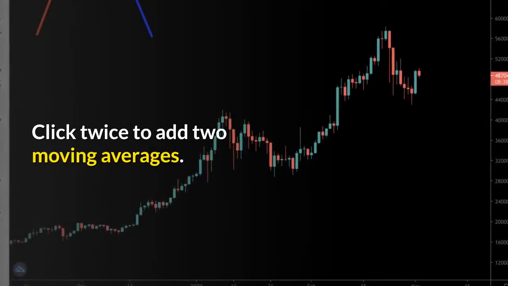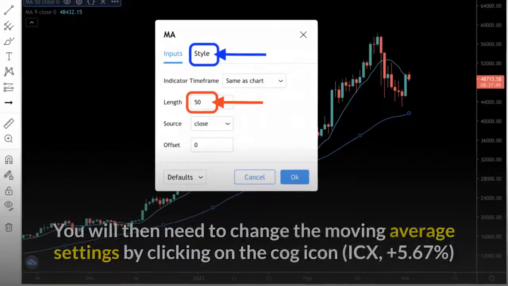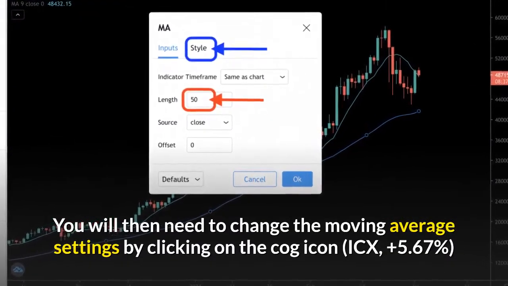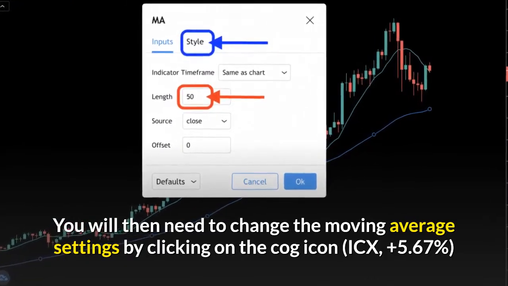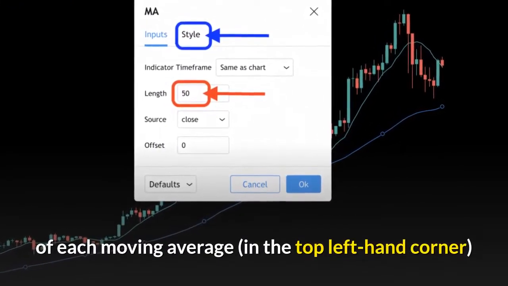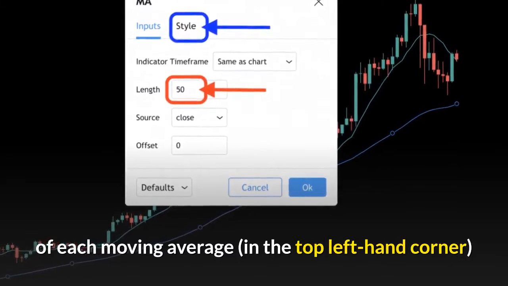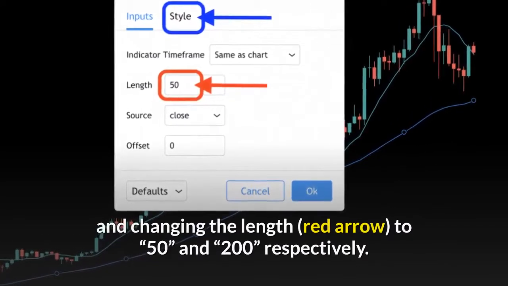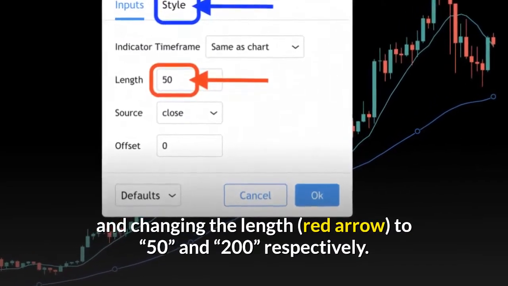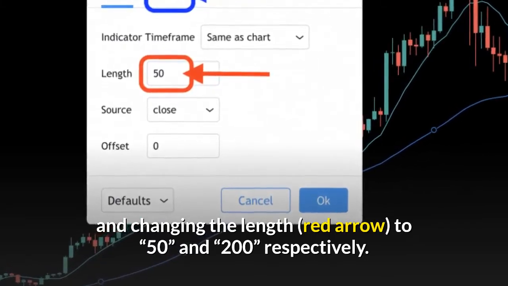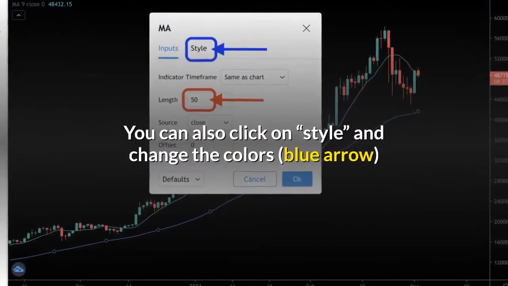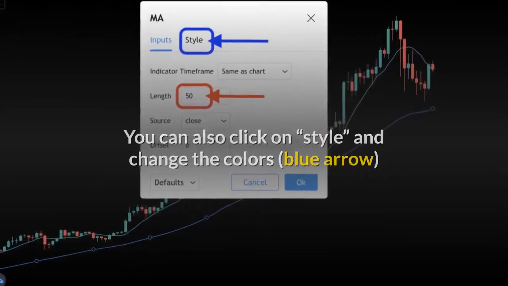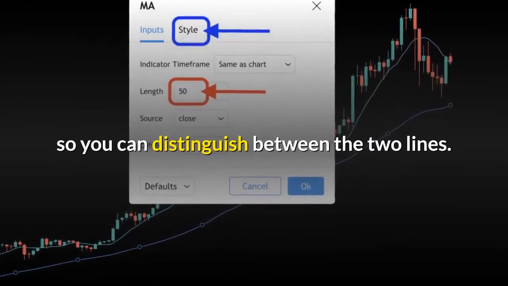Click twice to add two moving averages. You will then need to change the moving average settings by clicking on the cog icon next to each moving average in the top left-hand corner, and changing the length, red arrow, to 50 and 200 respectively. You can also click on Style and change the colors, blue arrow, so you can distinguish between the two lines.